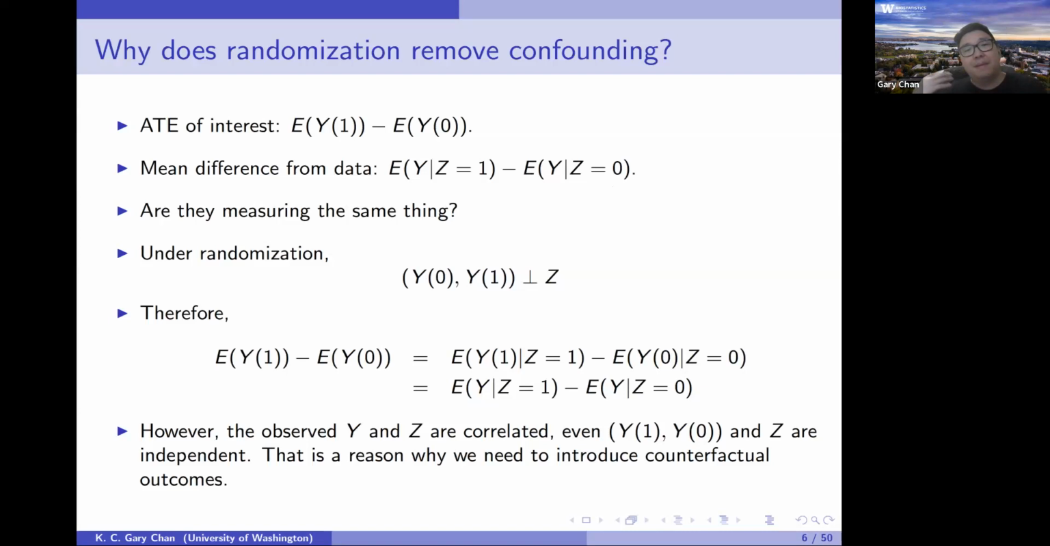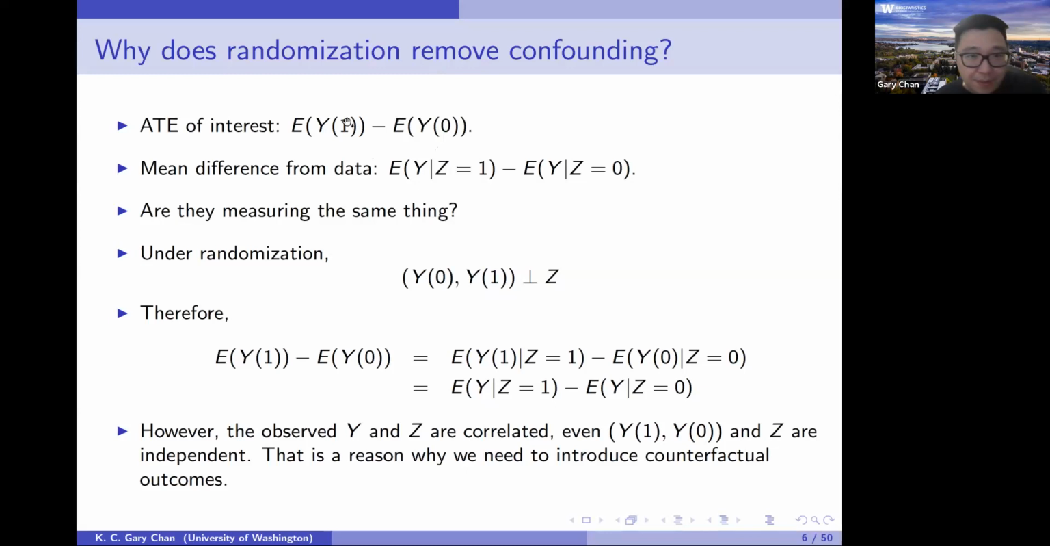But if you do randomization, then under randomization, we actually have independence between your assignment and the potential outcomes, and you can actually show that the mean difference comparing the two different groups is estimating this thing of interest that is defined for the whole population. So I think this is the main theoretical, methodological reason why randomization works.